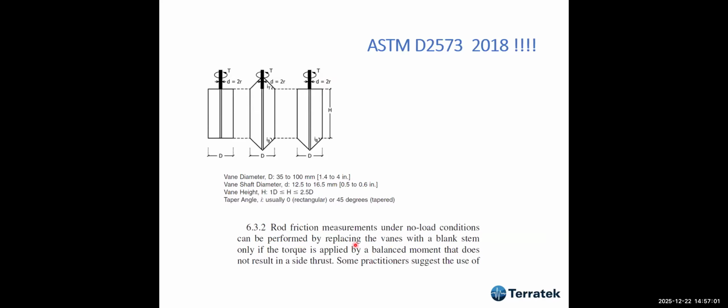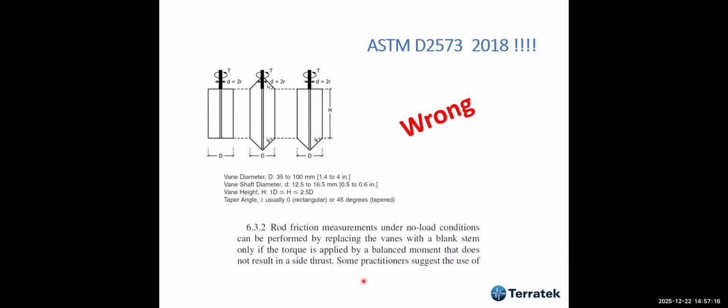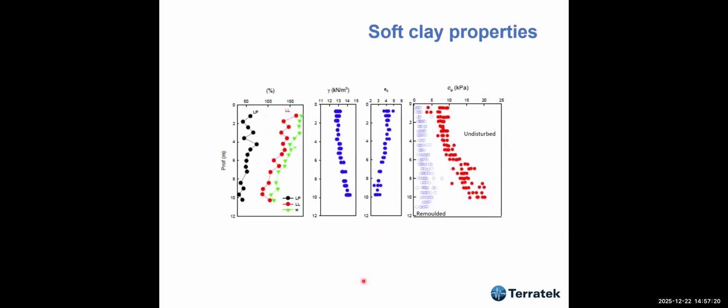Also, they say that no-load condition friction measurement can be performed by replacing the vanes with a blank stem. No, no way. We found that this is impossible, and I think this is wrong. And by doing lots of tests, we have this kind of soft clay properties.